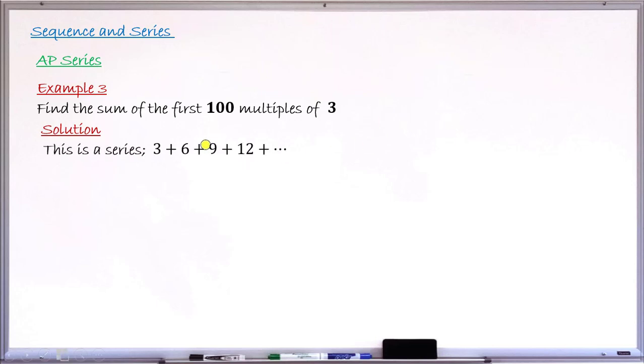Those numbers that are multiples of 3 will now form our AP series, starting with the very first term 3, the next term 6, the next term 9, and the next term 12. The next will be 15 and so on. These are terms of this series because these are exactly multiples of 3, starting from the very first one. And we are asked to find their sum. That's why we now say it is a series.